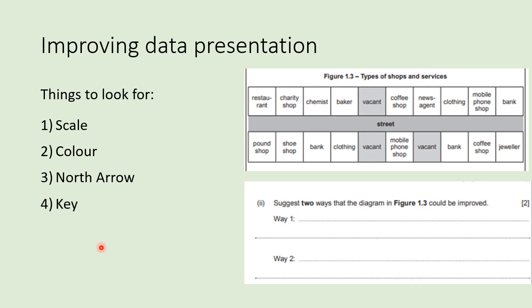Hasn't got scale. Is it drawn to scale? Okay, is the mobile phone shop the same width as the bank? I don't know, I can't tell, there isn't scale. Could colour code the different types of shops and make it clearer. I could have a north arrow because I don't know which orientation the street's in. Probably a key isn't necessary at this point, but if they were colour coded, it would be. Any 2 of those will get you the marks.